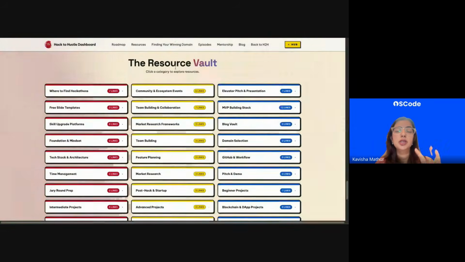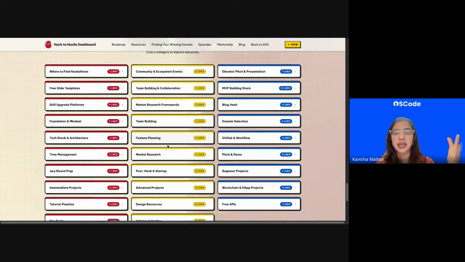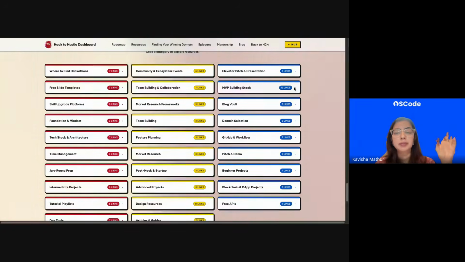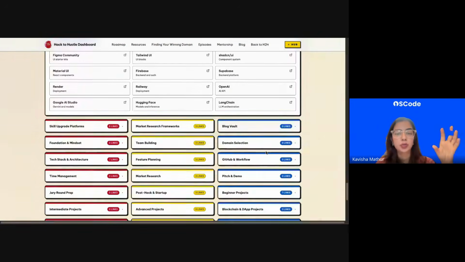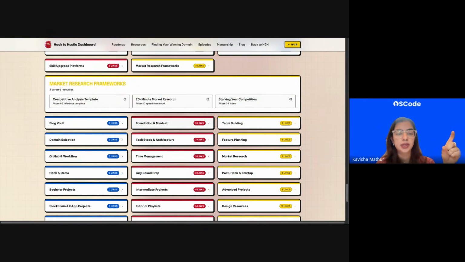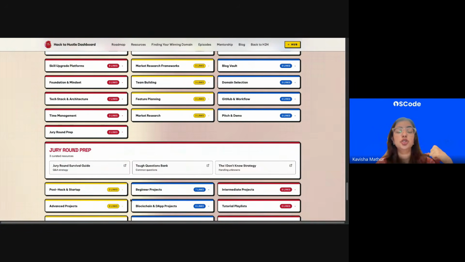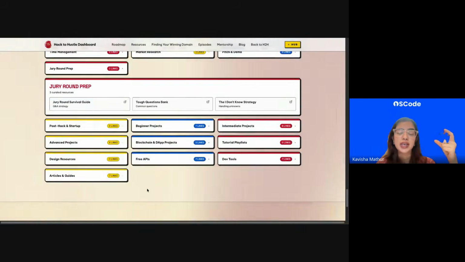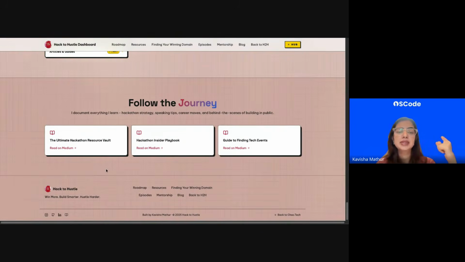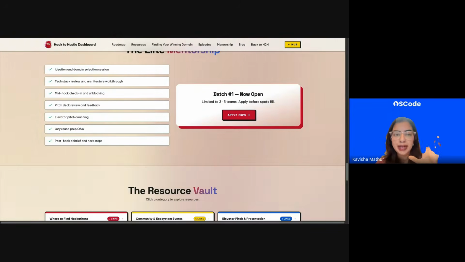तो resources में you need your resource vault. तो where do you find hackathons? OSCode is doing a great job at that. MVP कैसे है? Building stack कौन सा चाहिए? What are the tech stack that you need? Market research frameworks. What is the things that you require? पिच एंड डेमो को कैसे करें, बिगिनर प्रोजेक्ट आइडियाज, जूरी के लिए जो प्रेपरेशन होता है वो कैसे करें. तो all of this जो बहुत सारे लोगों ने पूछा था कि how do you distinguish your solution from a different team, right? So all of this I have compiled everywhere.